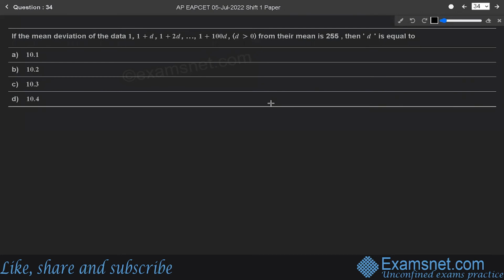Next question is, if the mean deviation of the data 1, 1 plus d, 1 plus 2d, and so on up to 1 plus 100d, where d is greater than 0, from their mean is 255, then d is equal to. A series of numbers is given here, and these numbers are in arithmetic progression. Here, first term a is equal to 1. Number of terms n is equal to 101. And the last term L is equal to 1 plus 100d.